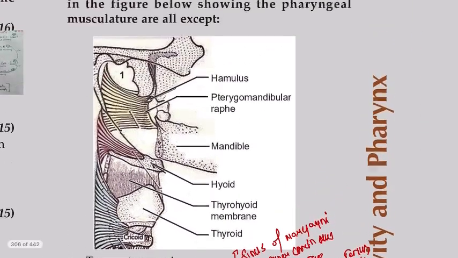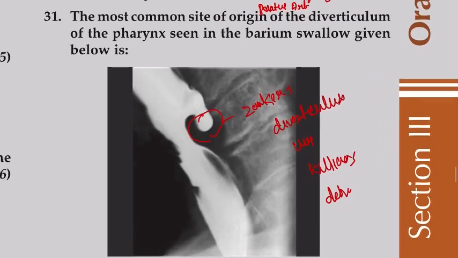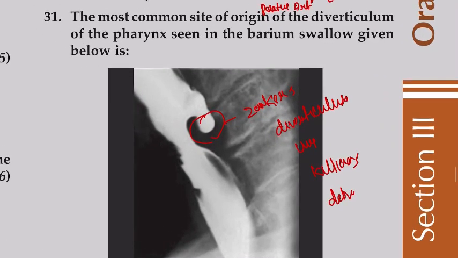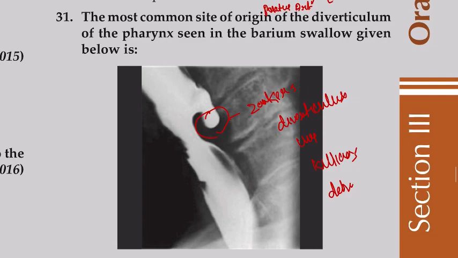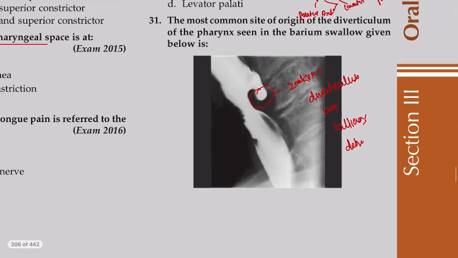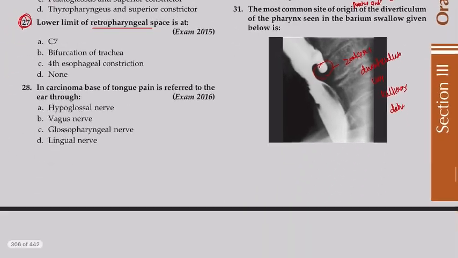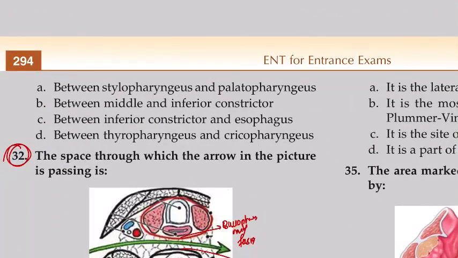The most common site of origin of diverticulum of the pharynx in the barium swallow given below is, okay. The most common diverticulum of the pharynx is Zenker's diverticulum, and it is through Killian's dehiscence, right. It lies between the thyropharyngeus and the cricopharyngeus.